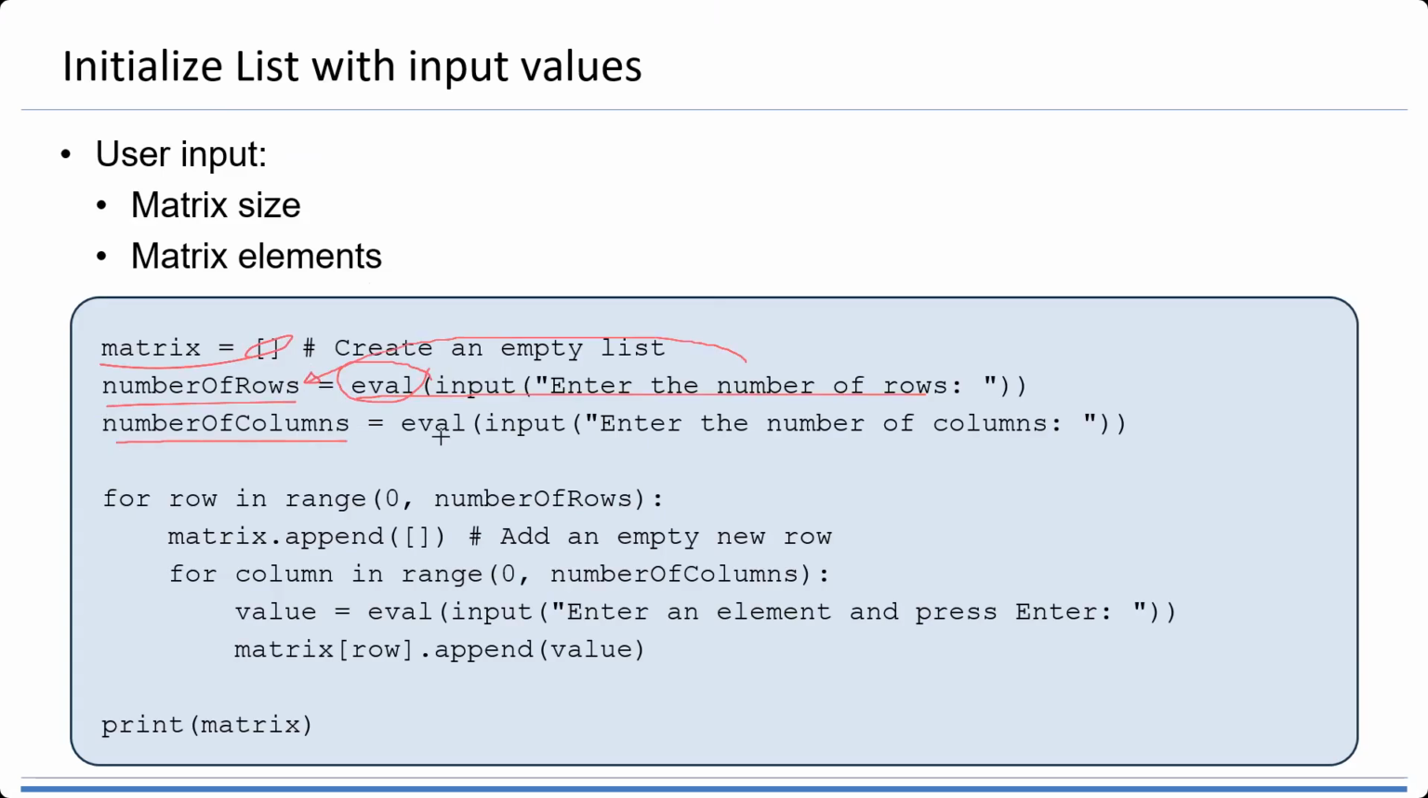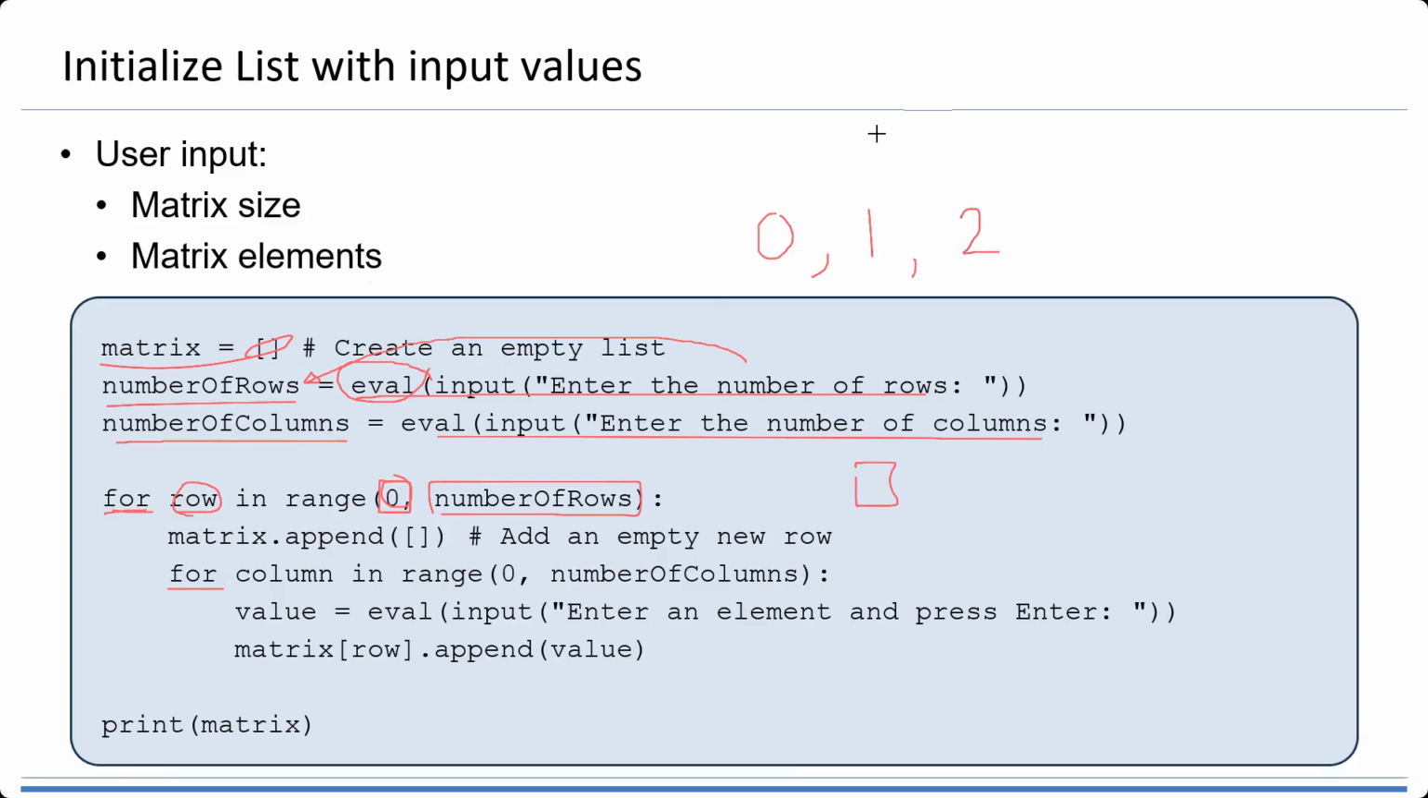And the number of columns. So let's ask the user to input the number of columns. In the for loop, there will be two for loops. The first for loop is for the row. So I'm going to go through each of the row from index 0 until the number of rows. If there are 3 rows, it means I'm going to start from index 0 and then it will go to index 1 and then it will go to index 2.